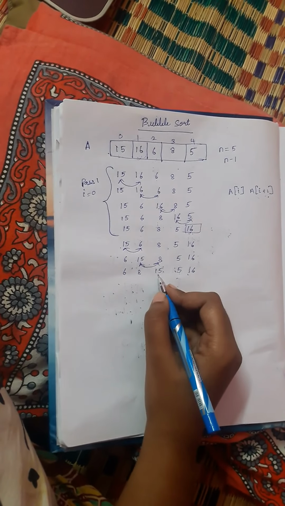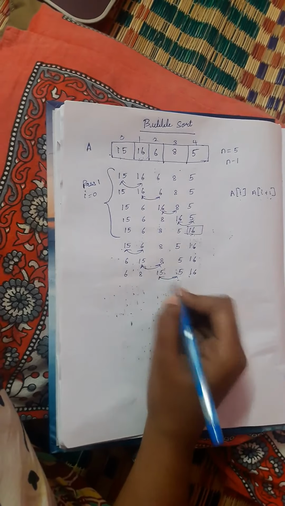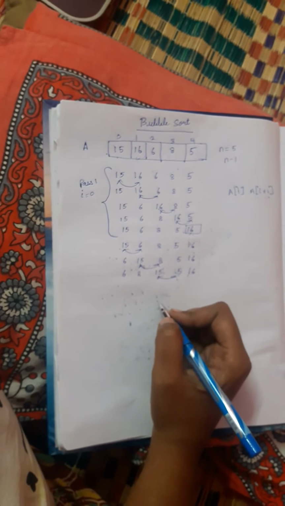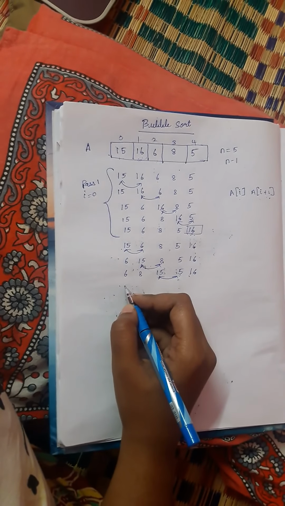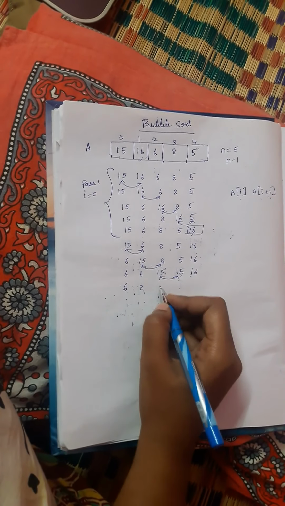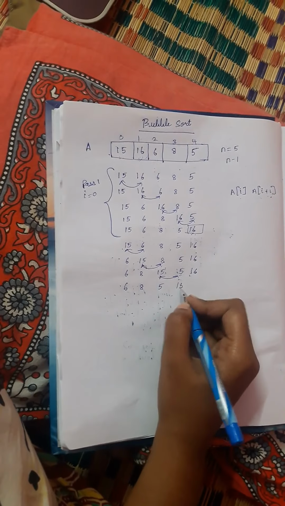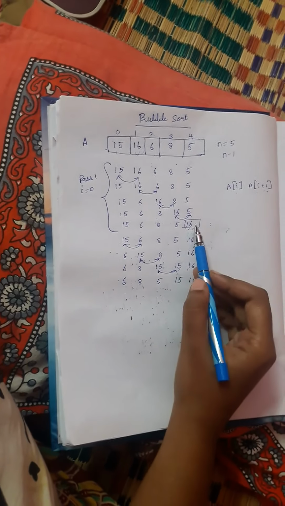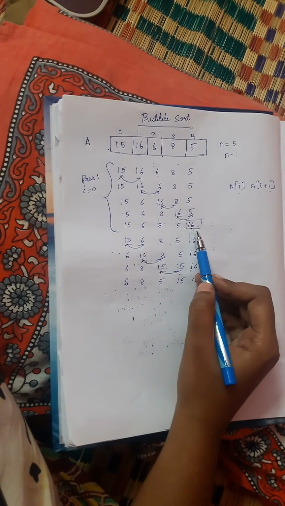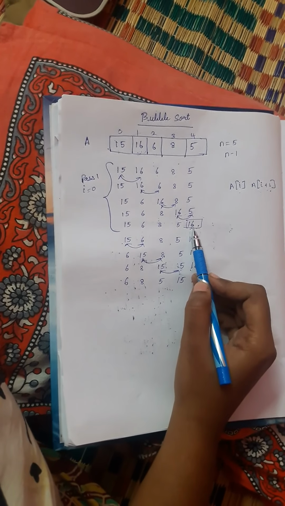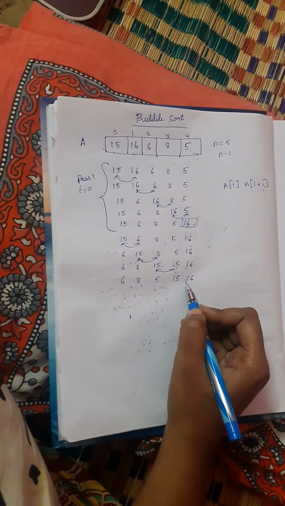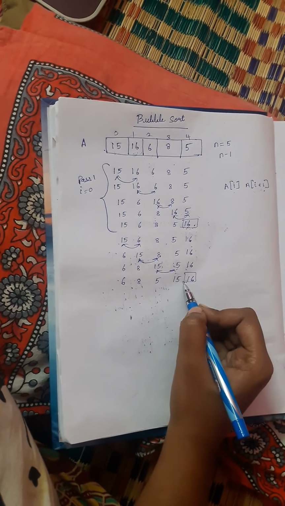Now again I will check the next one, 15 and 5. 5 is smaller. Okay, so again I do the shifting: 6, 8, 5, 15 and 16. Listen one second. In pass 1 I said that this 16 is already in the correct position. So here also, 16 will be in the correct position only.